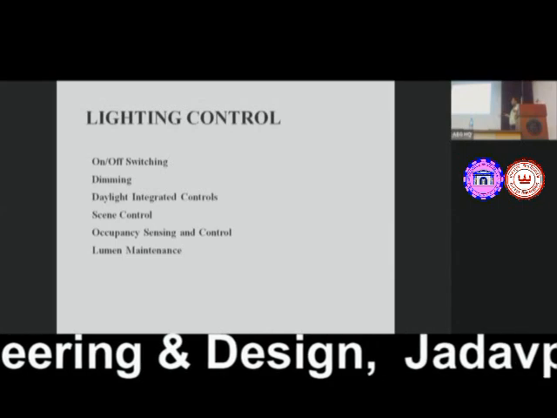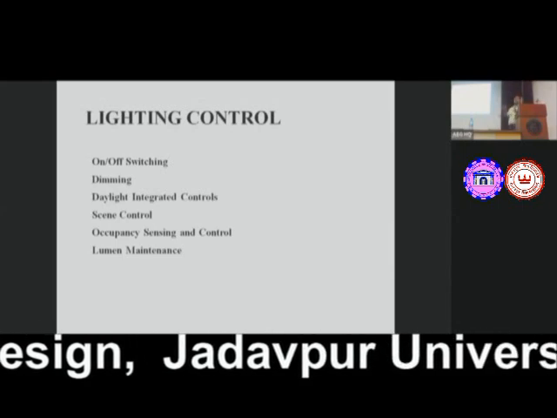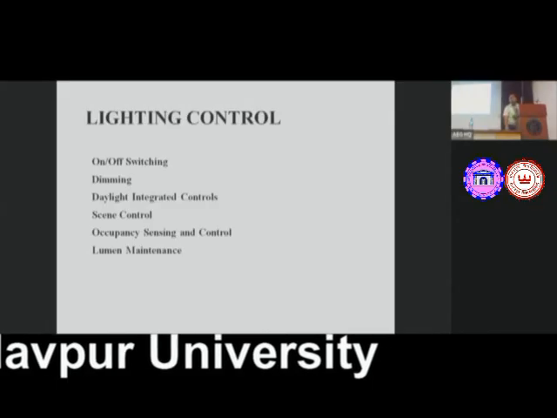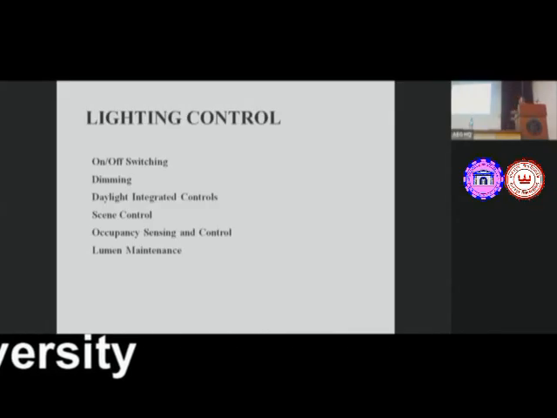Then there is occupancy sensing and control. Depending on whether the space is occupied, the light will glow; otherwise it will not. So we can put different kinds of sensors there. Sensors could be active type or passive type. Sometimes the infrared radiation coming out of the human body is sensed by certain sensors, and in some cases ultrasonic sensors detect the presence of any human being in a space. Those are active type sensors, and different kinds of sensors are also available.